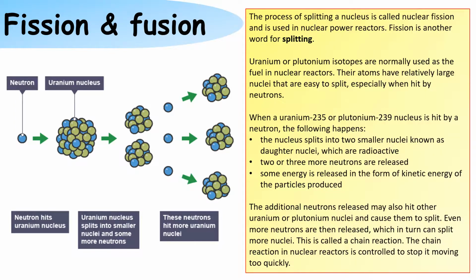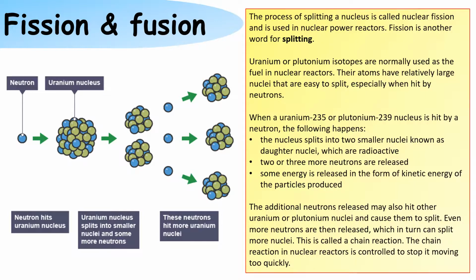Nuclear fission is a process of splitting a nucleus into smaller parts. Fission is another word for splitting. Uranium or plutonium isotopes are normally used as fuel in nuclear reactors. Their atoms have relatively large nuclei that can be split easily, especially when hit by neutrons.